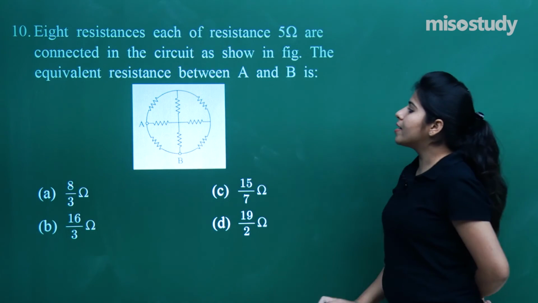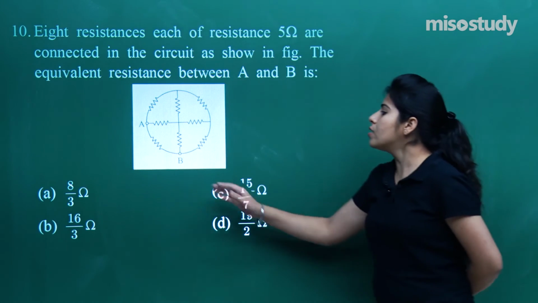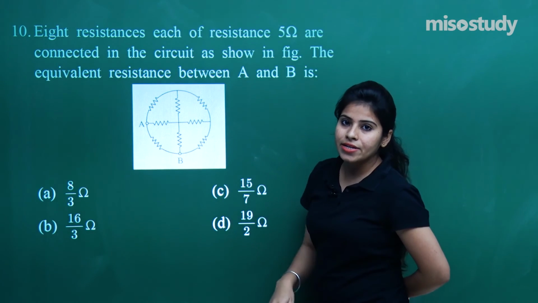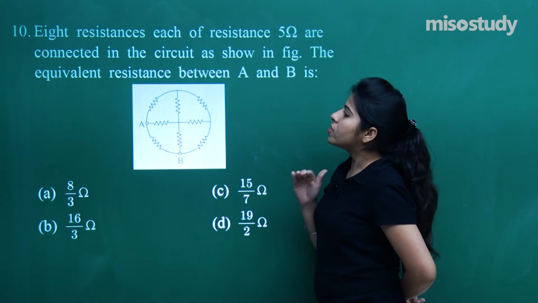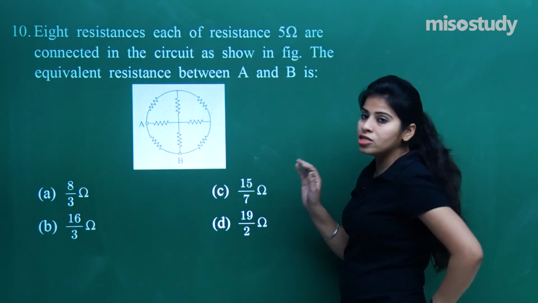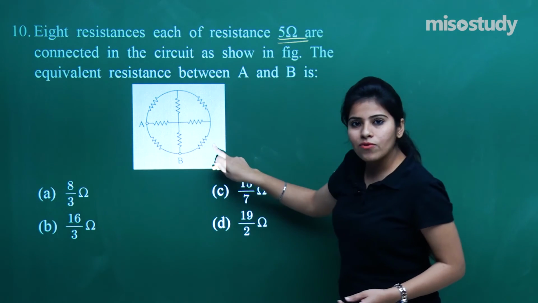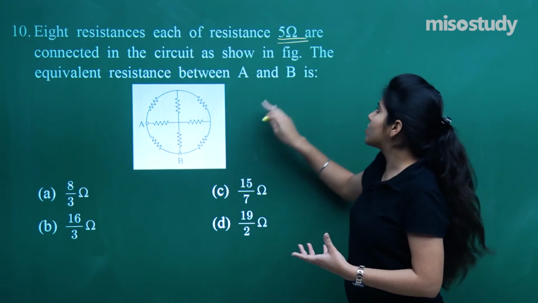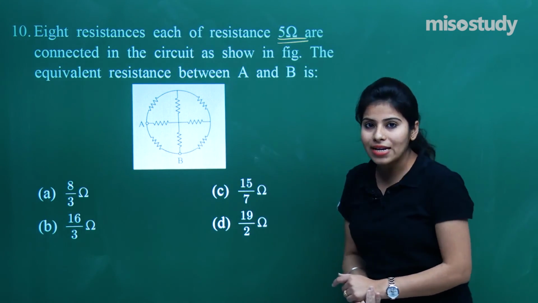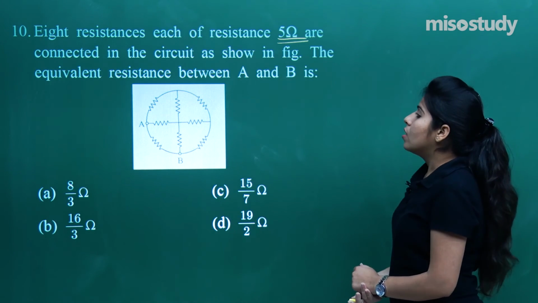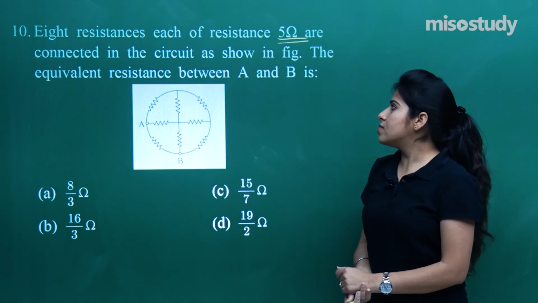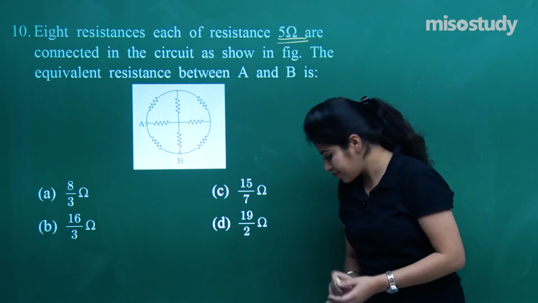Alright, so I can see again a beautiful picture over here. The group of resistors connected like this. 8 resistances, each of resistance 5 ohm. So that means all these resistors are 5 ohm resistors. They are connected in the circuit as shown in the figure. What is the equivalent resistance between A and B?